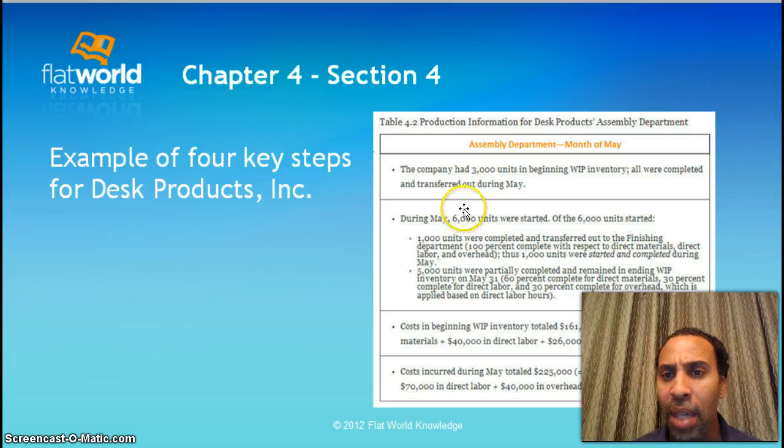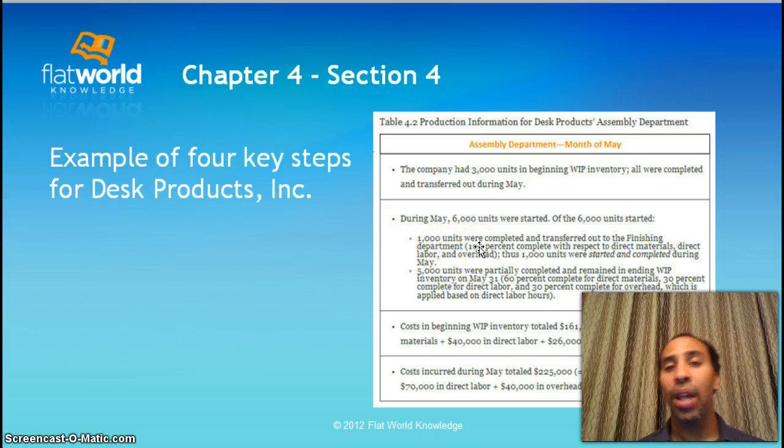So the company had 3,000 units in beginning work in process inventory. All were completed and transferred out during May. So remember that number, 3,000. All right, they're already completed, transferred out. During May, 6,000 units were started, and of the 6,000 units, 1,000 units were completed and transferred out to the finishing department. So we'll pause there, and we'll remember that 3,000 units were already in-house, 1,000 units were started in May, and then those were also transferred out. So we know that we have 4,000 units that are actually transferred out.